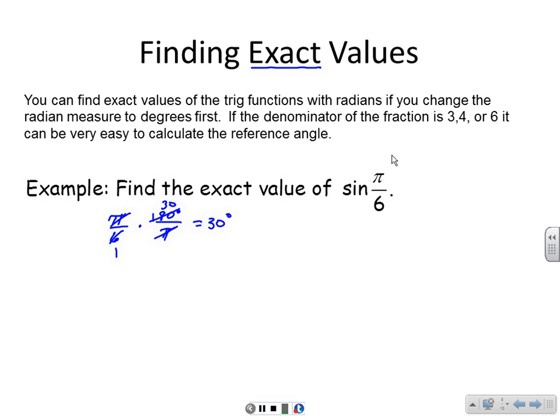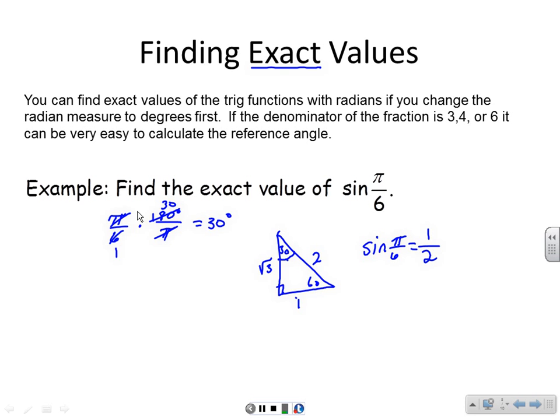Well, going back to our 30, 60, 90 triangle, we know that we get 1, 2, radical 3, and sine is opposite over hypotenuse. So sine of 30 degrees, sine of pi over 6, is the same as opposite, which is going to be 1, over hypotenuse, which is 2. So you get sine pi over 6 is the same as 1/2.